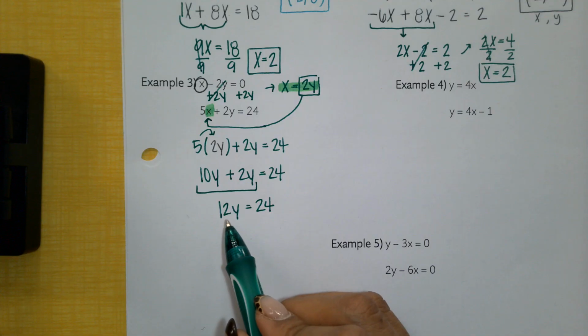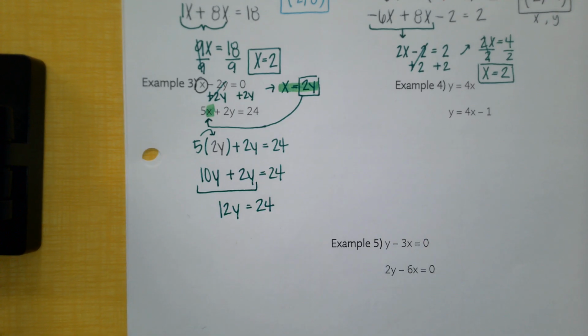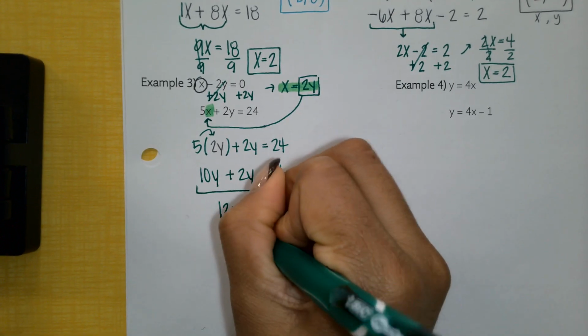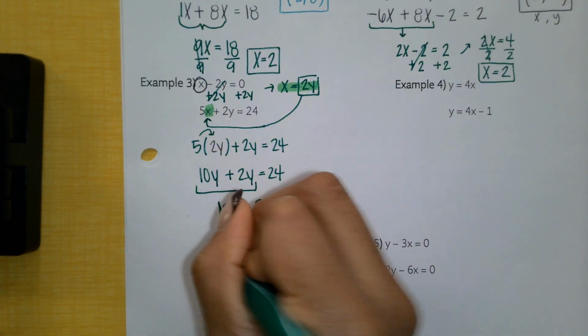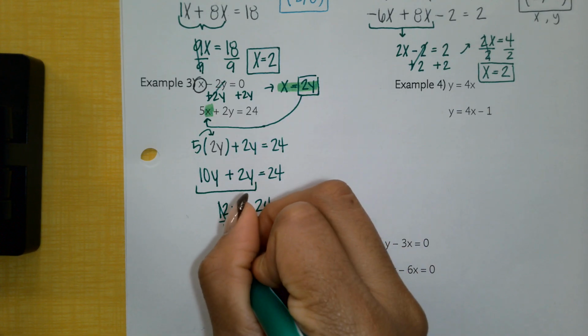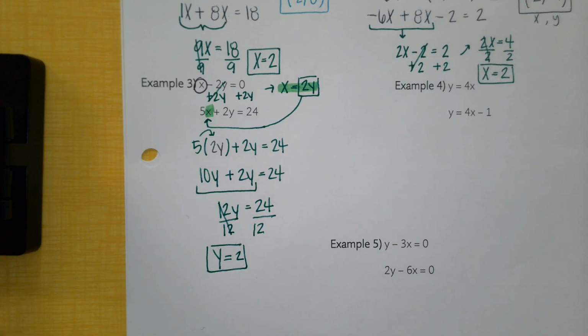Get some extra practice. All right, so now we're trying to get the y by itself. So that means we got to get rid of the 12. So what do we do? Divide by 12. Okay, so y is equal to 24 divided by 12, which is equal to what? 2. Okay, so let's go ahead and kind of start from the very beginning.